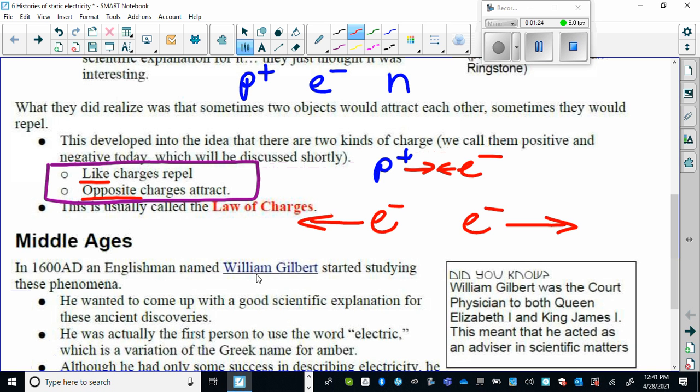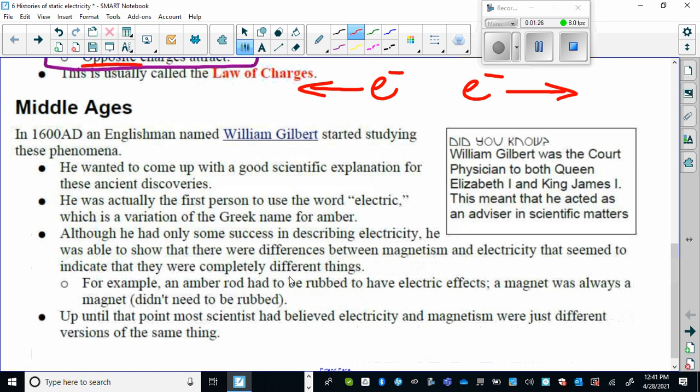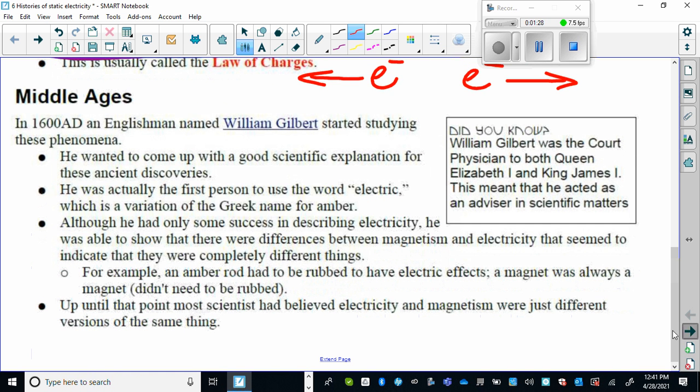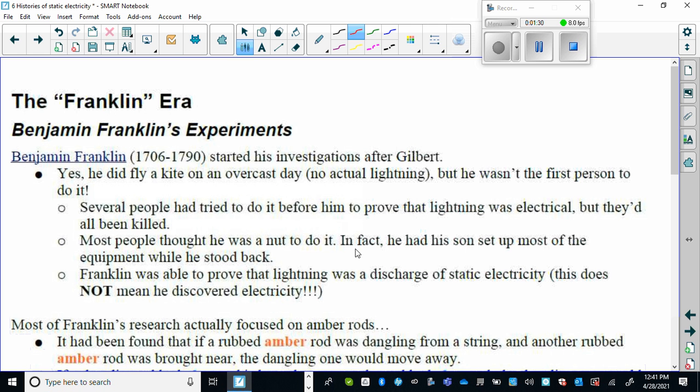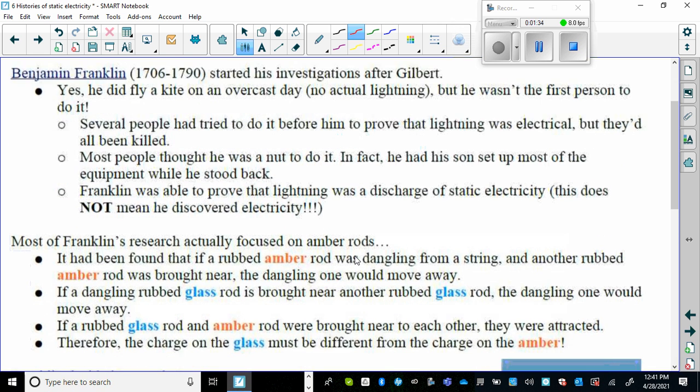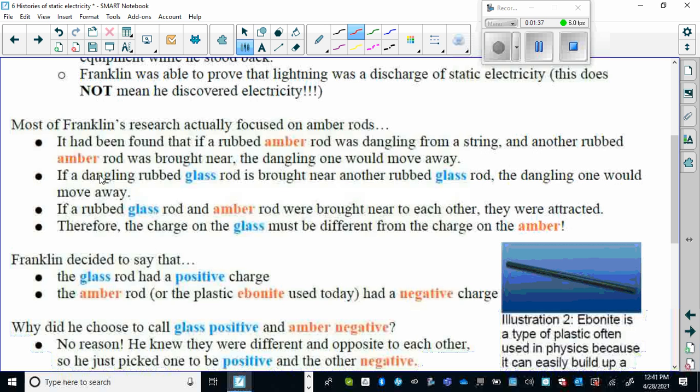Moving on, we have some more interesting historical information from the Middle Ages with William Gilbert, and then on the next page with Benjamin Franklin. You can read that, and there is an interesting part here about amber rods and glass rods attracting. So if an amber rod is attracted to a glass rod, then Benjamin Franklin deduced that one of them must be positively charged and one of them must be negatively charged because of the law of charges.